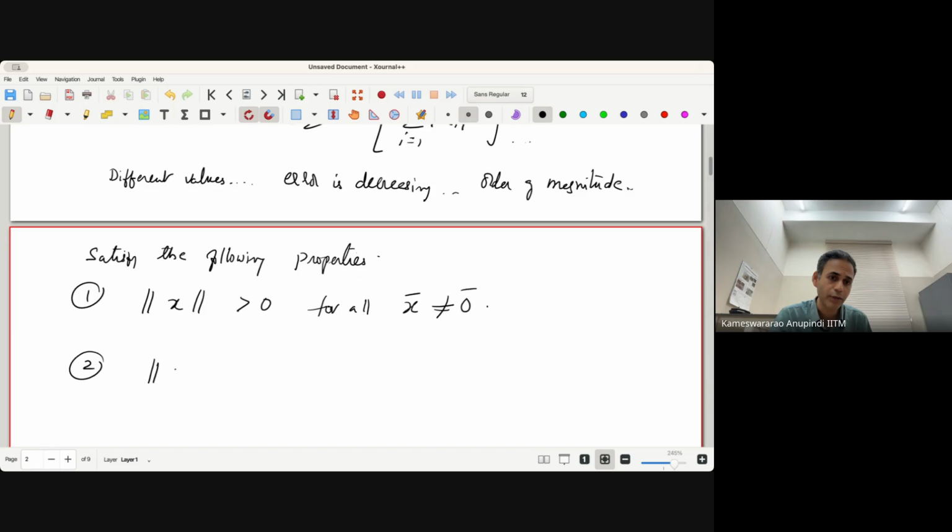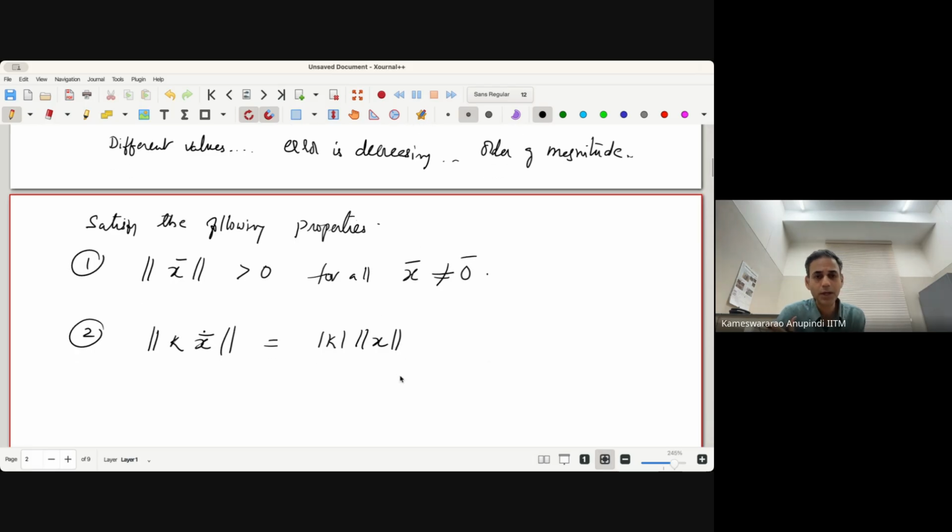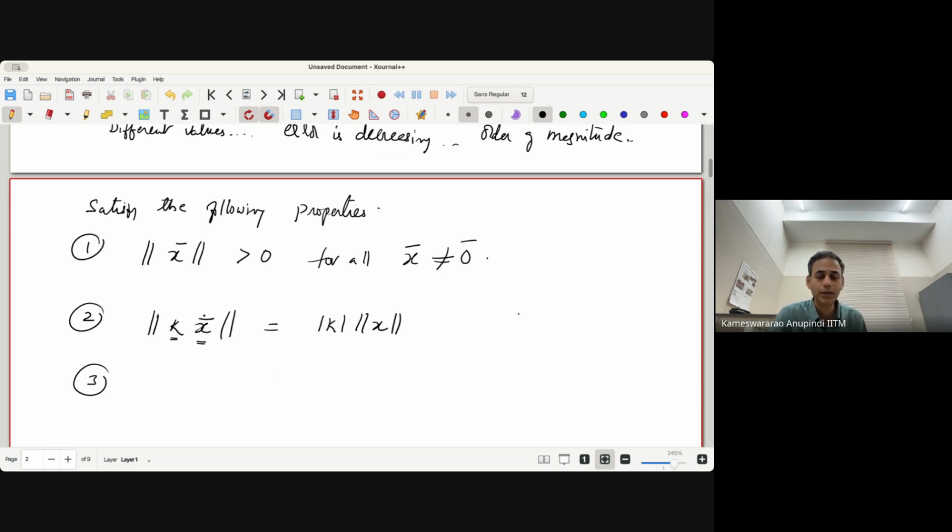And then, if you multiply the vector with a constant k, the norm should be equal to the modulus of k times the norm of that vector. Okay, so that means if you multiply the entire vector with some constant k, whether positive or negative, it is equal to the modulus of k times the norm of the vector. That is the second condition that the norm we define, whether it is an infinity norm, 2 norm, 1 norm, and so on, or any other new norm that you define in future, should satisfy.